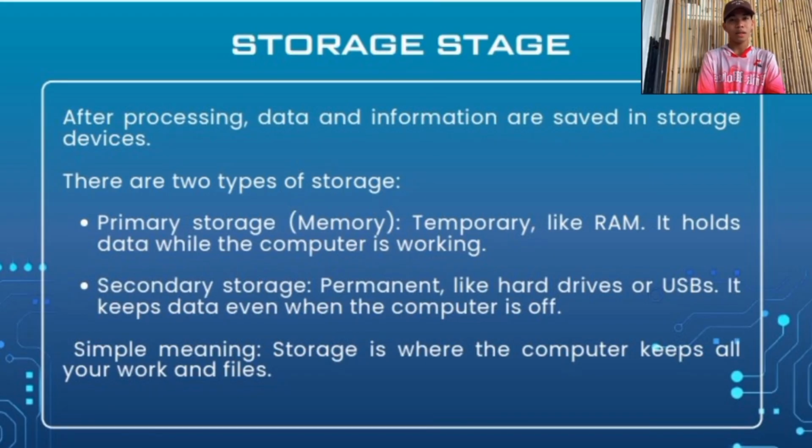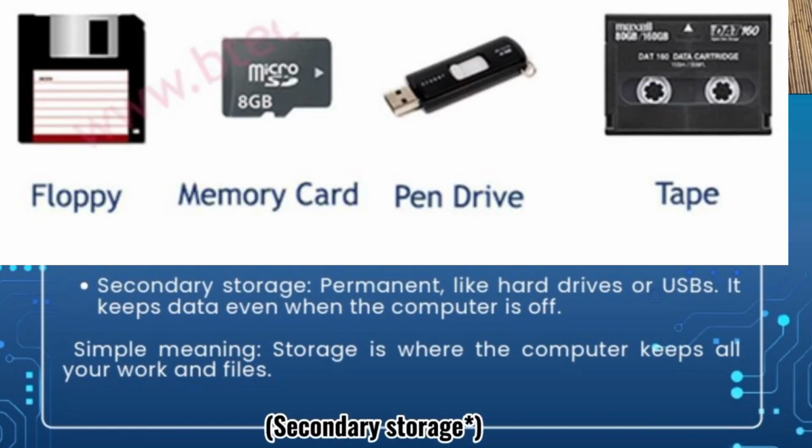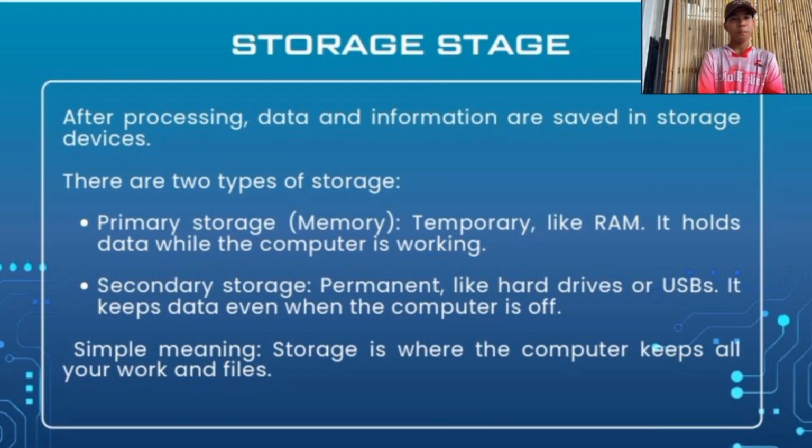The second is secondary storage, which is permanent, like hard drives or USBs. It keeps data even when the computer is off. So the simple meaning of storage is where the computer keeps all your work and files.